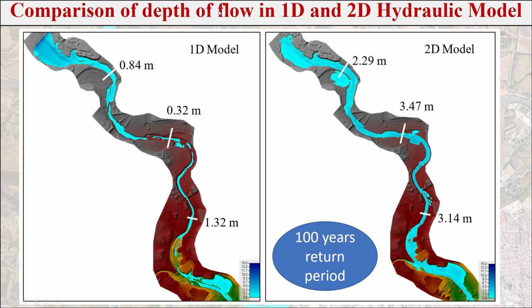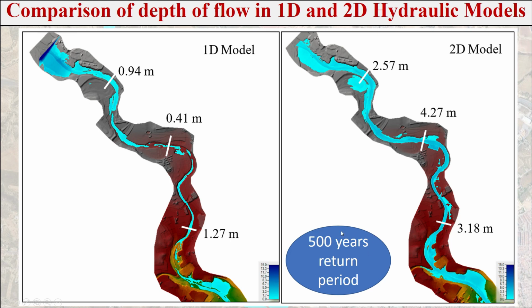Also, for the comparison of depth of flow for the 100 years return period, we can see the depth of flow at different sections, and from these two figures we can clearly say that the depth of flow in the one-dimensional model for the 100 years return period is also smaller than in the 2D model. Also for the 500 years return period, the depth of flow is compared, and due to some problems in the inflow boundary condition, the depth of flow at the inflow of the 1D model is seen to be larger due to some error.